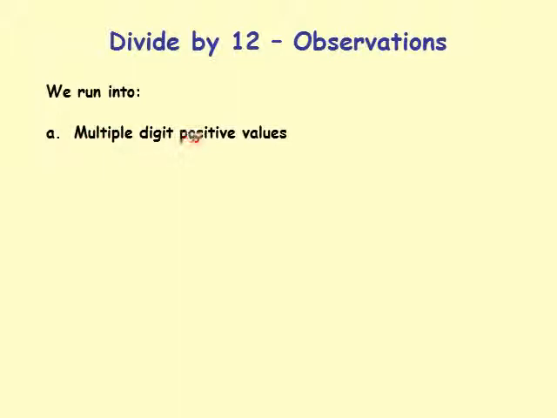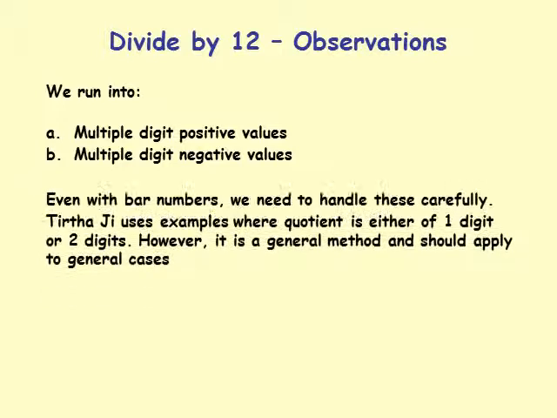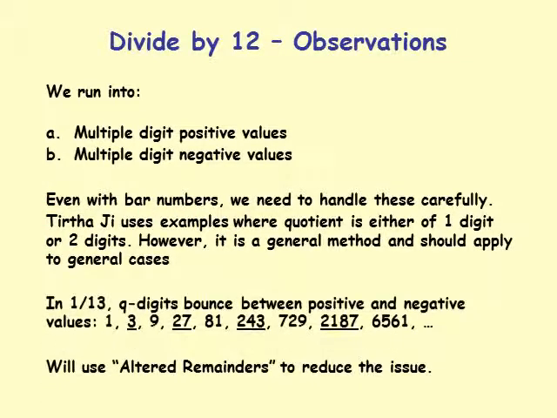We ran into multiple positive digits and multiple negative digits. Even with bar numbers, we need to handle this carefully. Tirthaji used examples where the quotient is either one digit or two digits. However, this is the general method of division and we should be able to apply it to general cases. So I have tried to use larger dividends to expose the issues you might get. You can go ahead and try the examples in Tirthaji's book and you'll find them a lot easier.